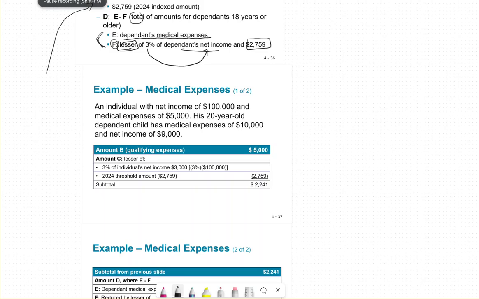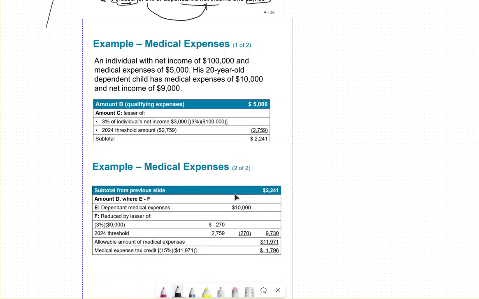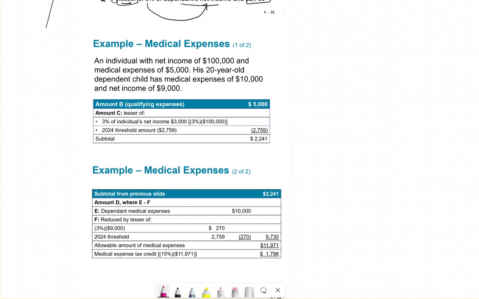Let's see if we can do this example, and I hope this example will help us calculate my medical expense. So this is a good example when we're calculating our medical expense. Think of an individual with a net income of 100,000 and a medical expense of 5,000. He has a 20-year-old, meaning a dependent who is older than 18 years, with a medical expense of 10,000, and this dependent's net income is 9,000.